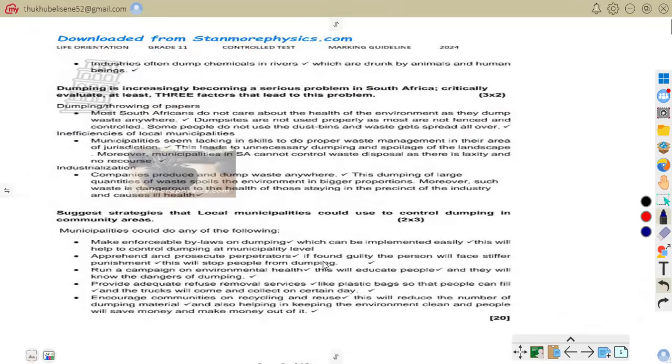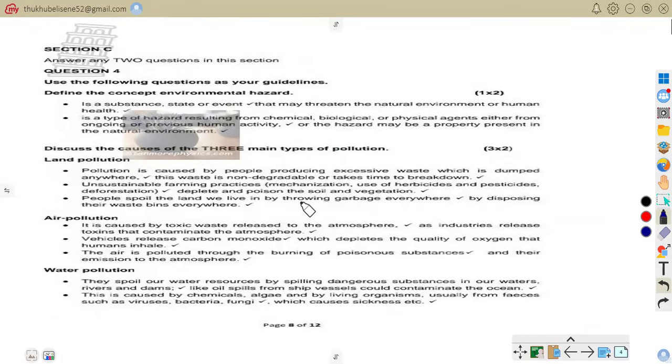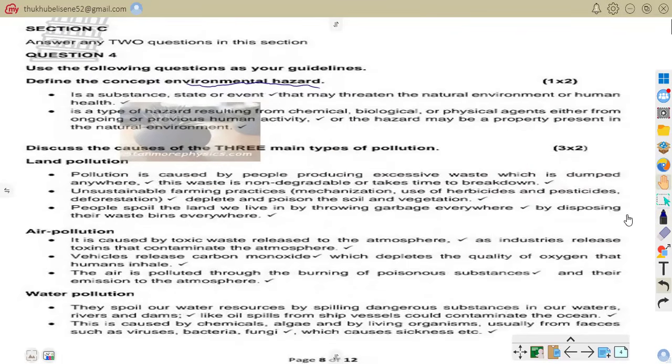We do have our answers for this question. As we are asked to define the concept environmental hazard, it is a substance, state, or event that may threaten the natural environment or human health. It is also a type of hazard resulting from chemical, biological, or physical agents, either from ongoing or previous human activity, or the hazard may be a property present in the natural environment. So what we are trying to say is that an environmental hazard is any substance, condition or event that can harm the natural environment or human health.